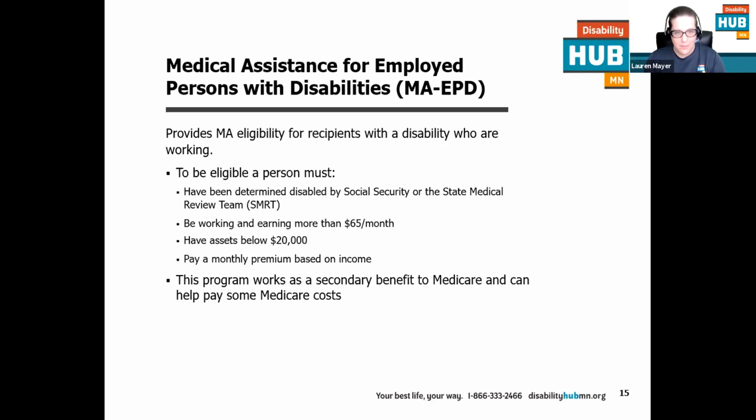It doesn't have an income threshold. You can earn as much as you want and be on it. And you can also build up those assets. So it's a really good benefit for people who are working and want to keep that MA. And also, it is a program that will still maintain your eligibility for waivers. So you can keep your waiver as you continue to work and as you work and earn more and more money.